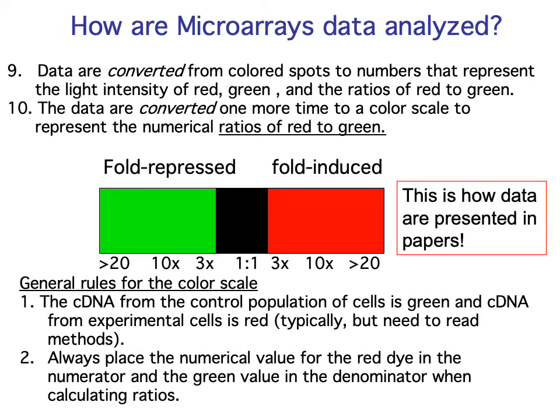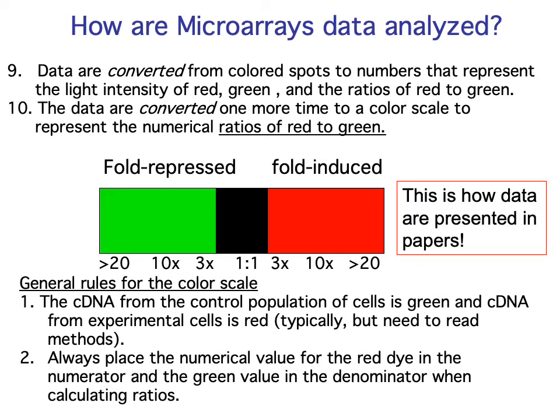The cDNA from the experimental cells is usually red. That's the typical situation. And then you're going to put the numerical value for the red dye in the numerator and the green value in the denominator when you are calculating ratios, okay? So let's take a look and see what these data actually look like.